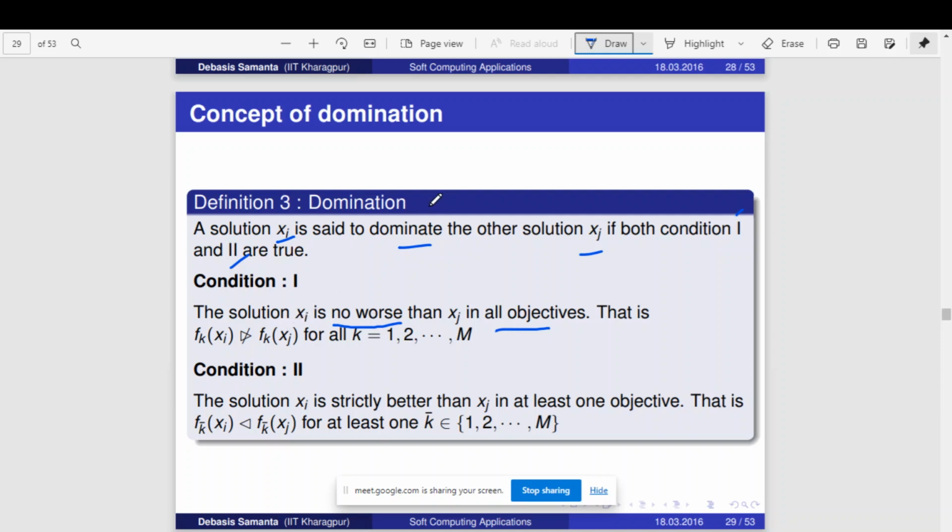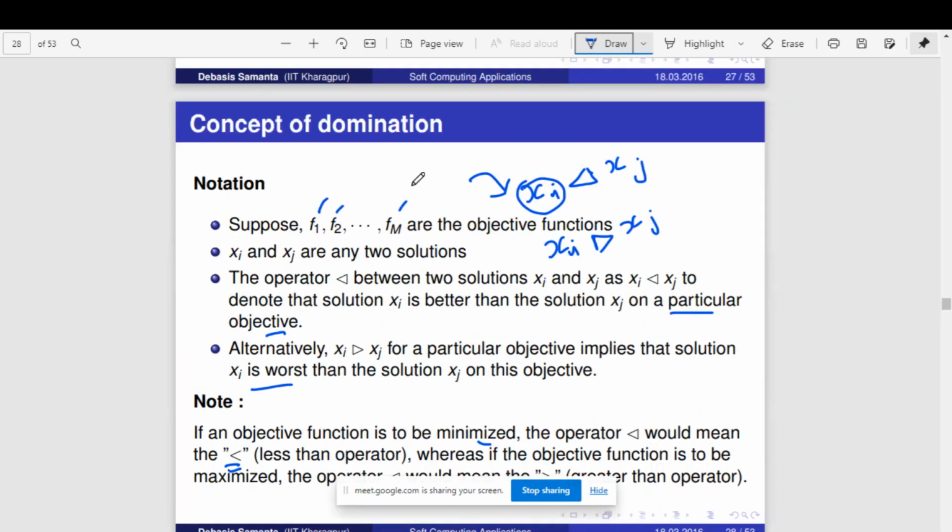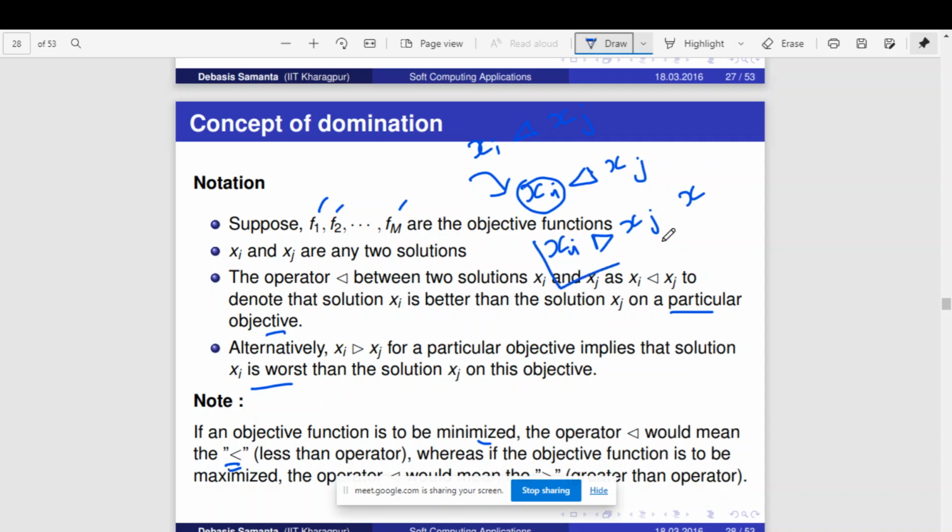Let me clarify one thing. Here we are not actually defining domination. What we defined here is when we say that one solution is better than another solution. So we say that xi is better than xj if xi is better than xj for any one objective function, and that is represented like this. If xi is worse than xj in any objective function, then that is represented like this. So this is connected with only any one objective function. Here we use the term better than.